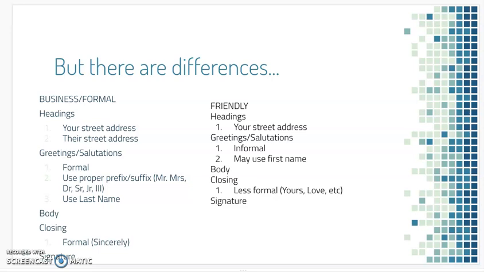However, when we're writing a friendly letter, the heading only needs your street address. The greeting can be much more informal, and you would only use your first name, since chances are the person you're writing to would already know your entire name. The body can be a little bit more casual. You can use sarcasm, you can use abbreviations, you can certainly be a bit more loose with the way you write this letter. The closing is less formal, usually it ends with yours, love, or so on. And then you have, once again, your signature.